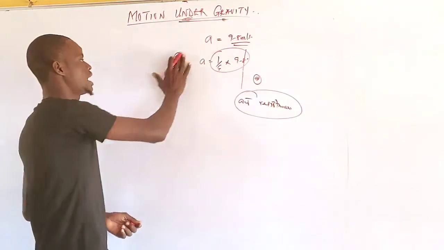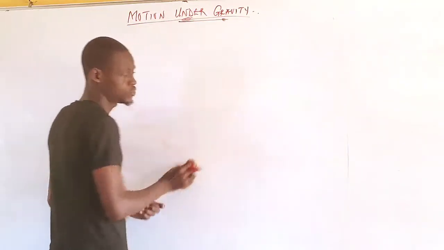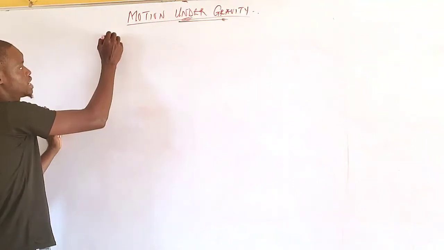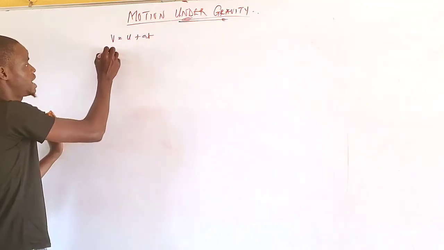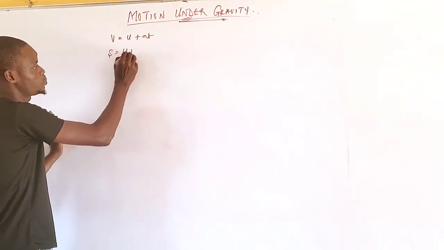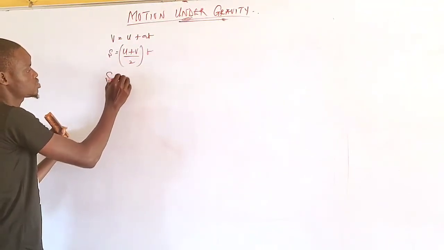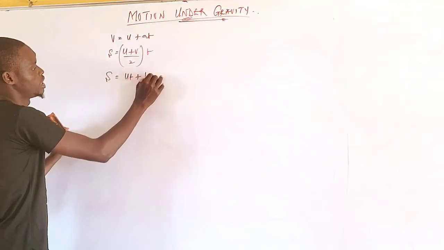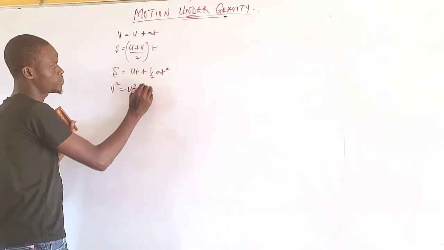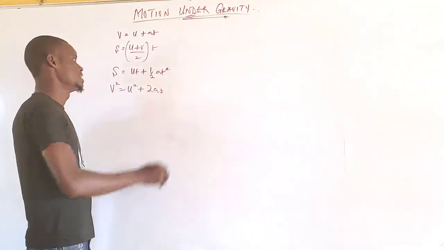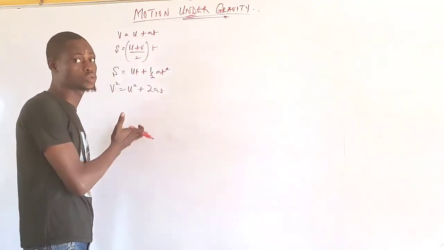Now, I gave you in my last video four different equations of motion for uniformly accelerated motion. I said we have V equals U plus AT, which is my equation 1. I have S equals (U plus V) over 2 multiplied by time, and then I have S equals UT plus half AT squared, and I also have V squared equals U squared plus 2AS. These are the four equations of uniformly accelerated motion, and I explained how these equations can be used.